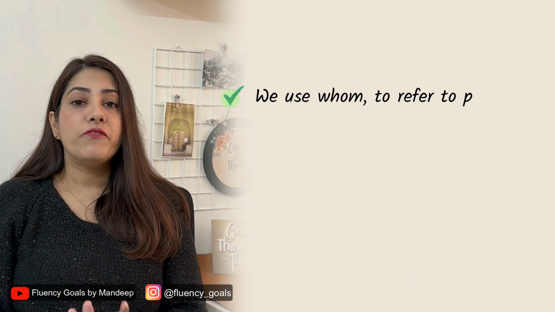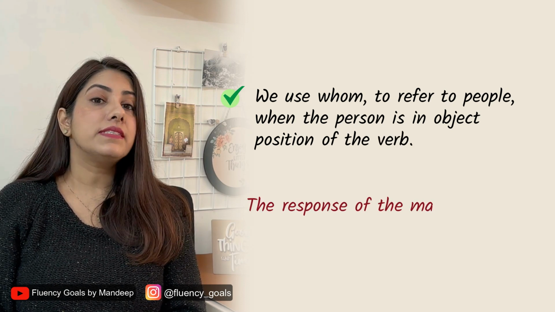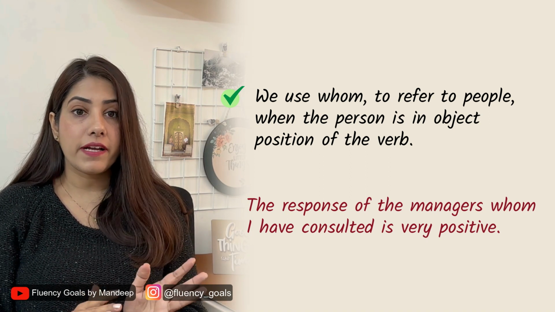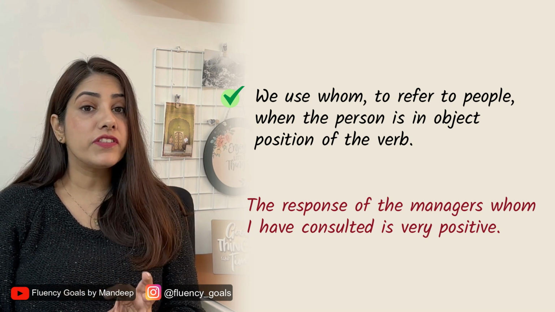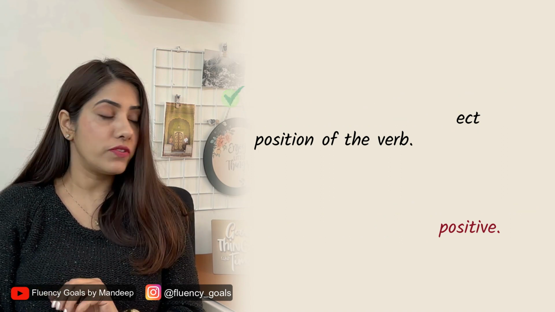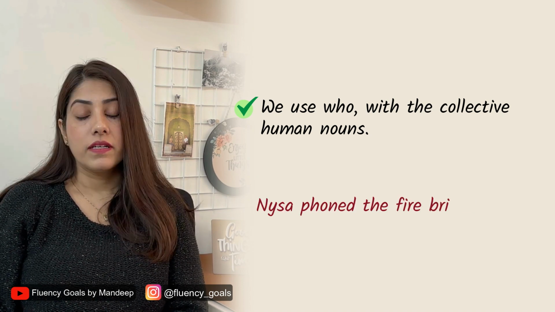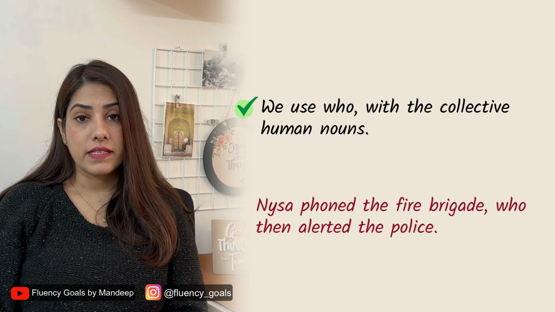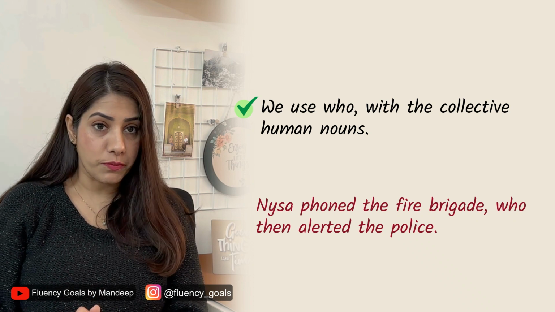We use whom in formal styles of writing to refer to people when the person is in object position of the verb. Like, the response of the managers whom I have consulted is very positive. So here we are using whom for referring to managers. Managers here are in the object position of the verb. And we use who with the collective human nouns. Take for example, Nisa phoned the fire brigade who then alerted the police. Here who is referring to the fire brigade, that is the collective of human nouns here.